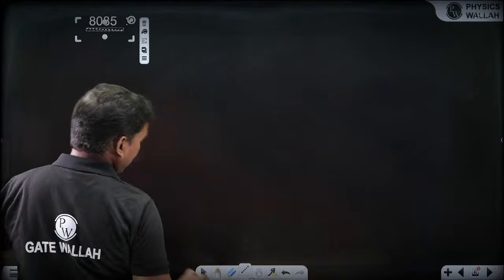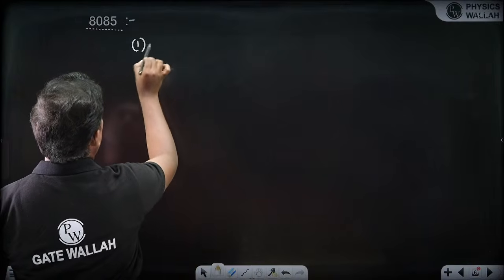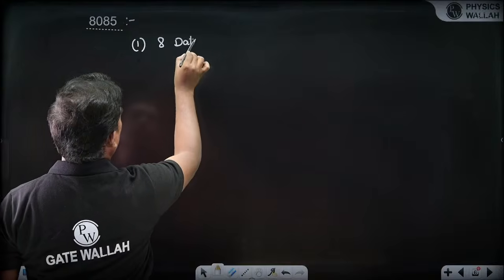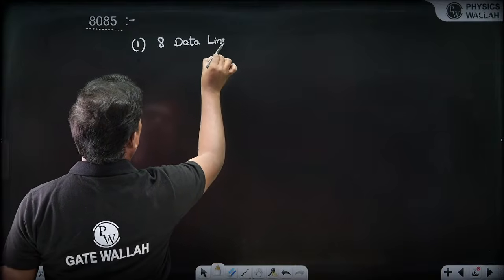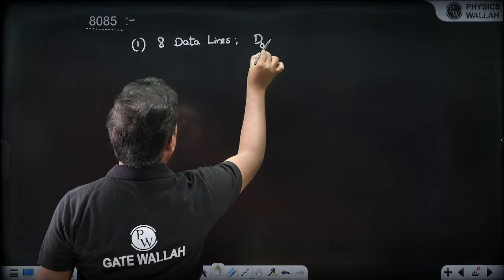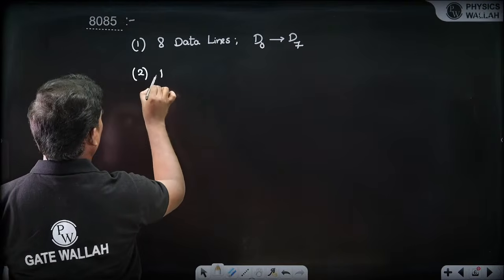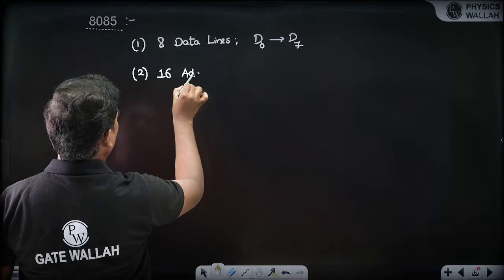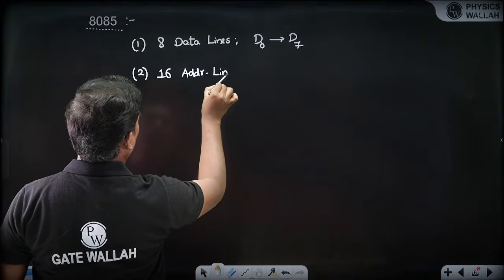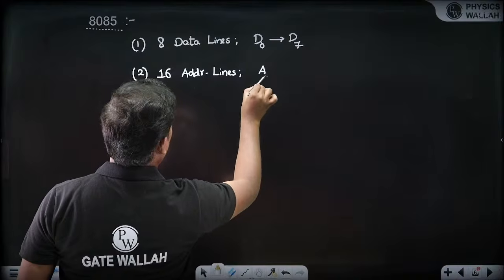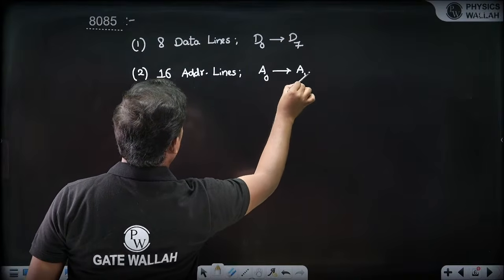It is having 8 data lines. They are D0 to D7. Next, 16 address lines. They are A0 to A15.